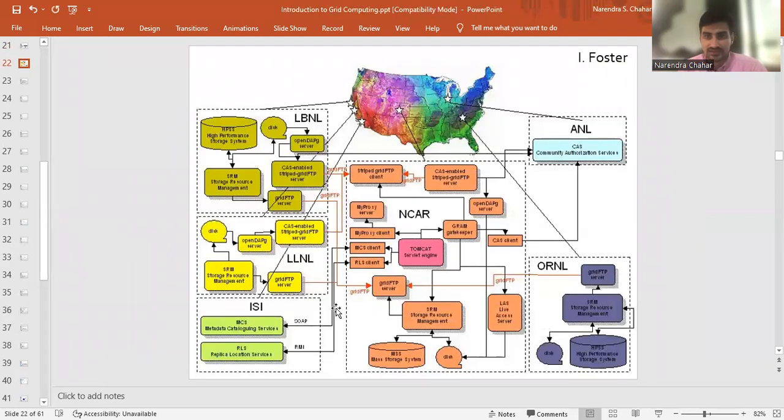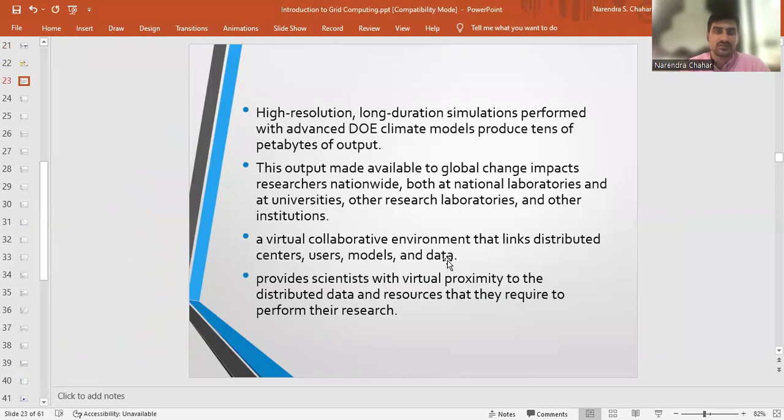Now, just see how the places are. When we talk about this, high resolution and long duration simulations performed with advanced climate models produce tens of petabytes of output. That means a long duration simulation is performed, and it is high resolution, which means it sees the details. So these advancements lead to tens of petabytes. It's not just regular storage, but a very large data set.